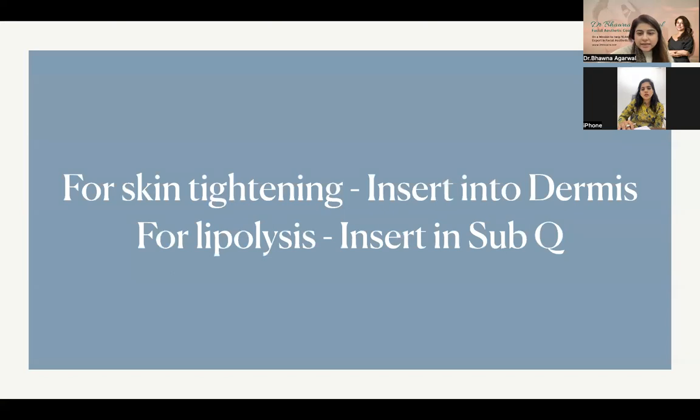So for skin tightening, insert into the dermis, and for lipolysis, insert into the subcutaneous layer. For mono threads, they say if you want skin tightening, the needle entry point should be creating a trail over the skin; you should be able to see it. And in the subcutaneous layer, you should see just a blunted end while you're inserting the mono threads.